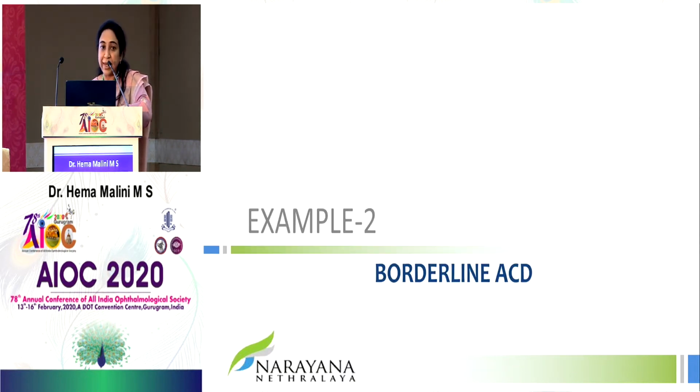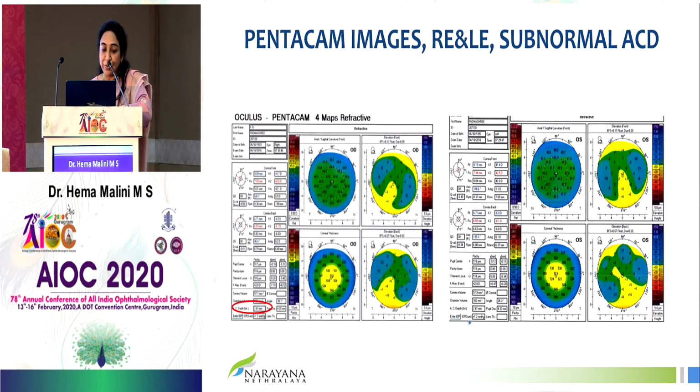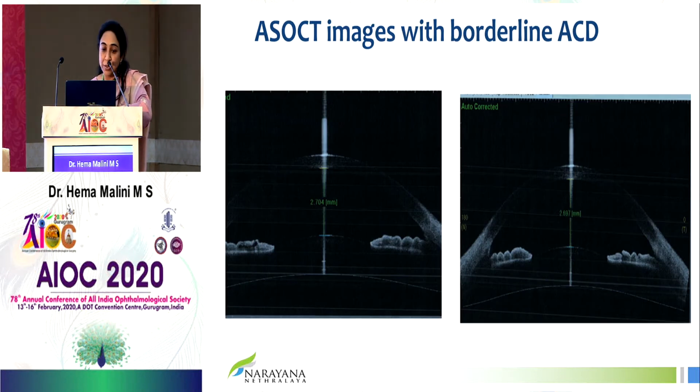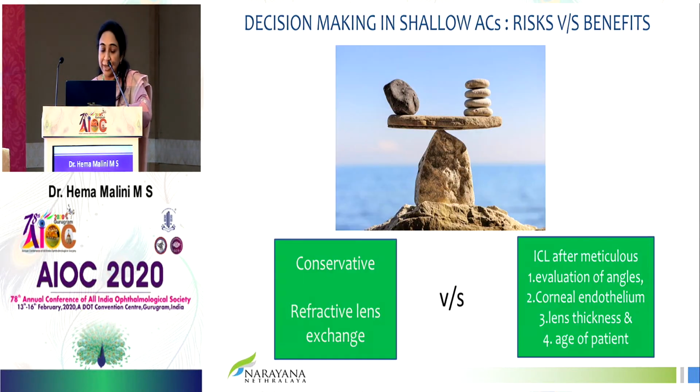So the second example is when you have borderline ACD. The recommended would be 3 mm or maybe 2.9 to 2.8, but anything less than that is not a good idea to plan an ICL implantation. So what do you do in these kind of cases? Here is an example where the right eye ACD was 2.6, left eye ACD was 2.6, and same thing on the OBSCAN also. ASOCT also was correlating with the lower ACD value. So what do you do?